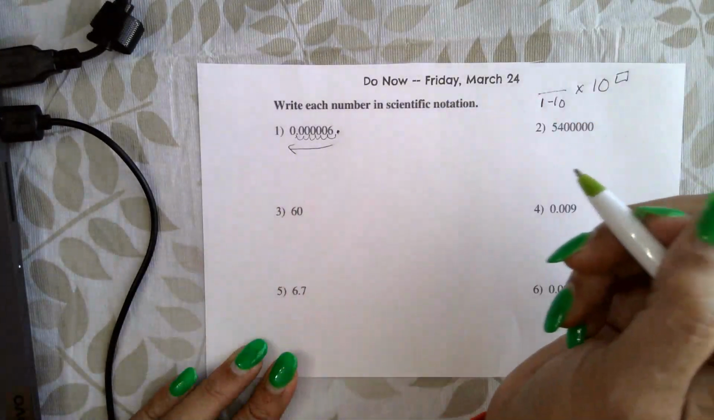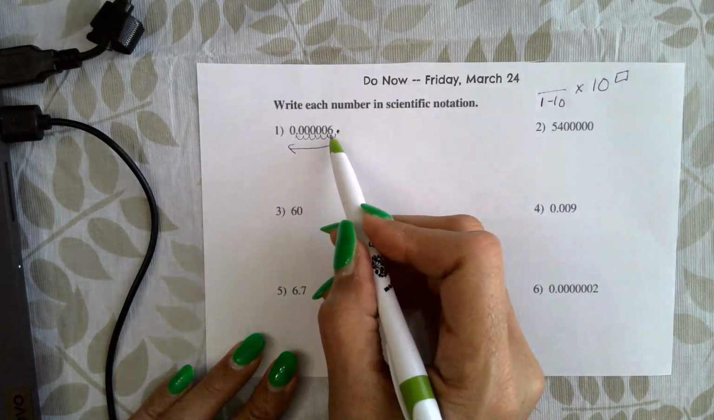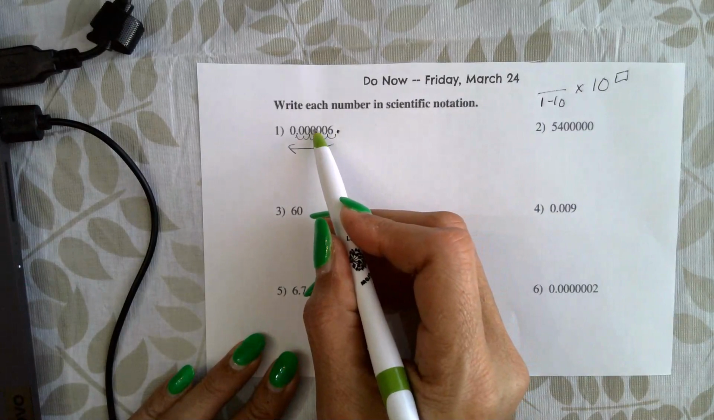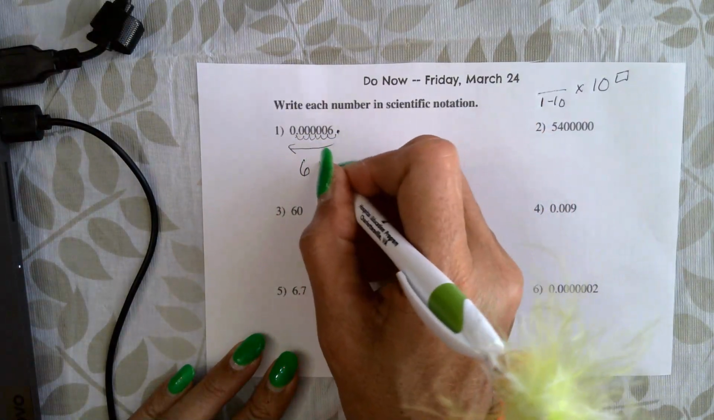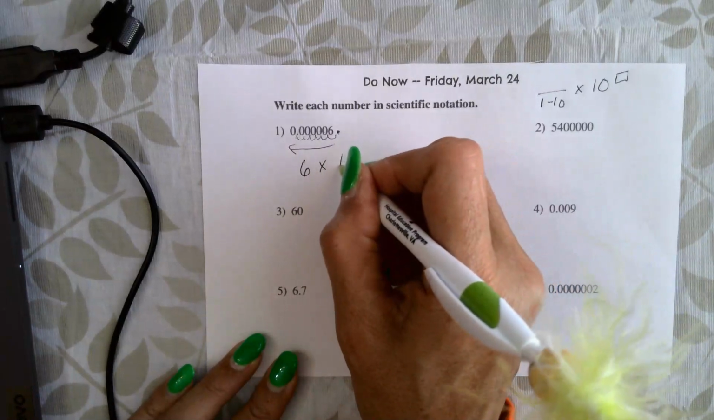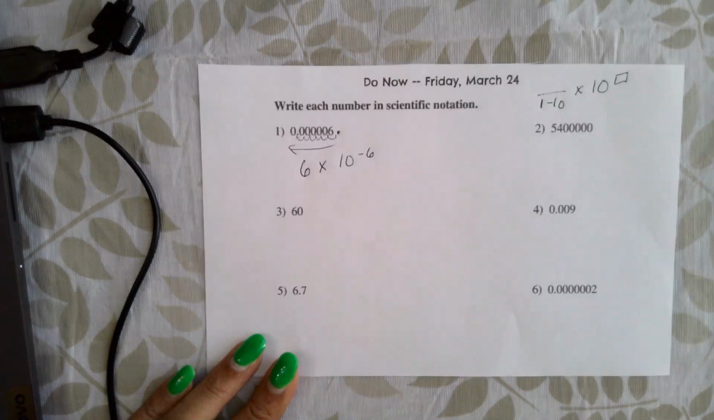Okay? So to go from here to here, it's going to go left. So your power is going to be a negative number. How many spaces did we move it? 1, 2, 3, 4, 5, 6. So it's going to be 6 times 10 to the negative 6. Okay?